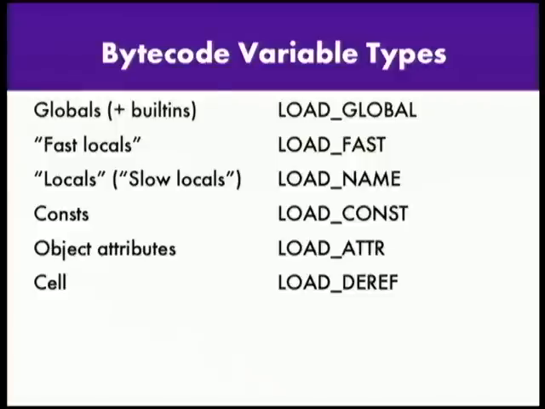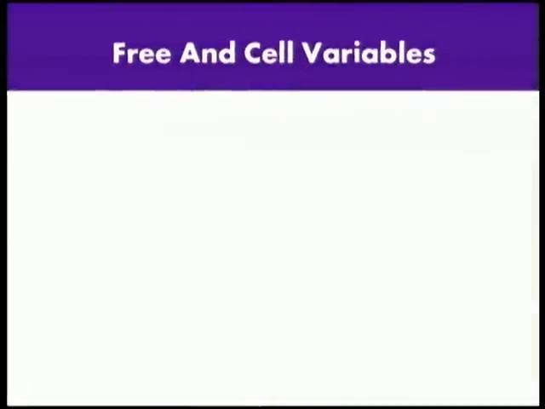Oparg is an index into a const array. And these are just Python values that are pushed directly onto the stack. There is no store const, otherwise they wouldn't be const. Attributes of an object you pull out using load attr, and I can't remember, I think that goes into names again. And finally, cell variables, and those use load ref and deref, and I'm going to talk about cells on this next slide here.